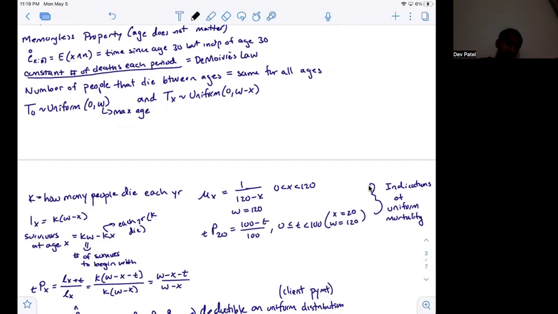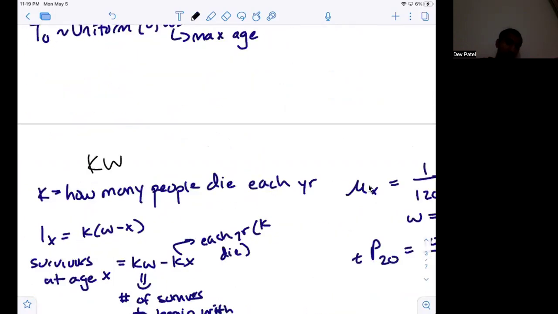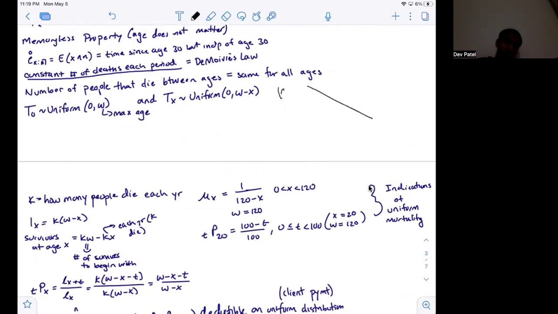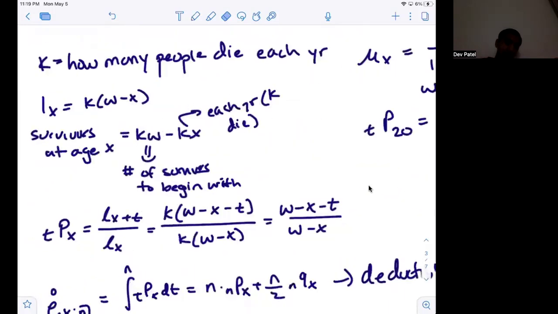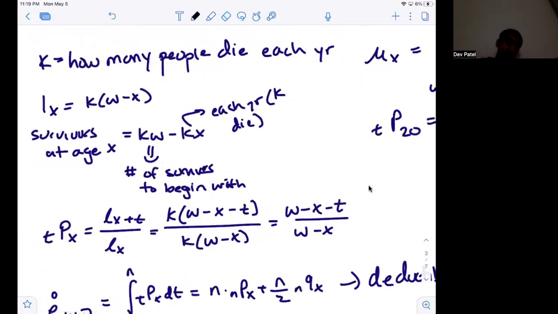And so we start off with kW, right? The way that this goes is we start with kW, and then each year, k people die, exactly k. That's what we refer to as the uniform distribution of deaths across the ages. So we're able to represent this as a linear function.